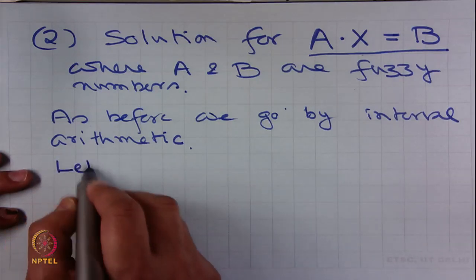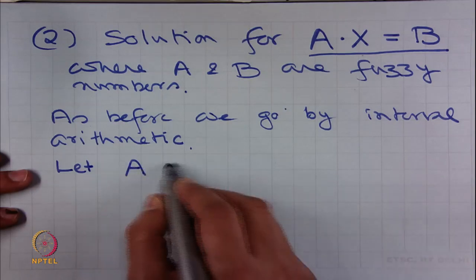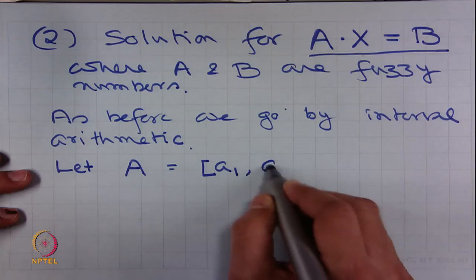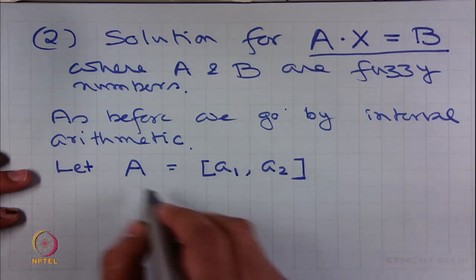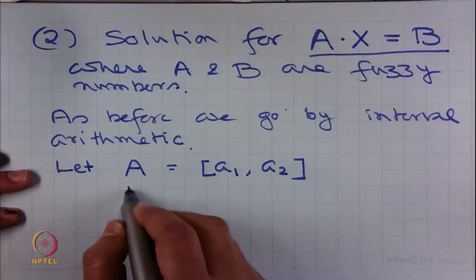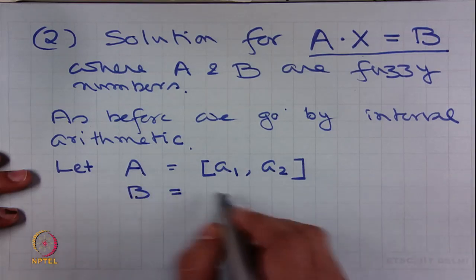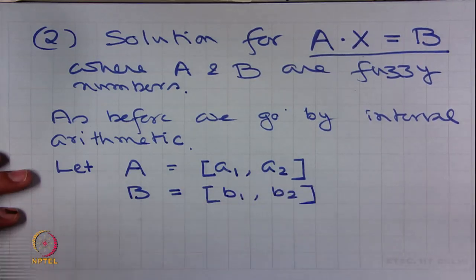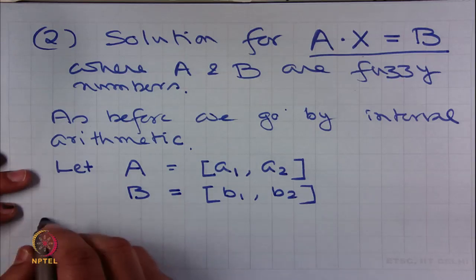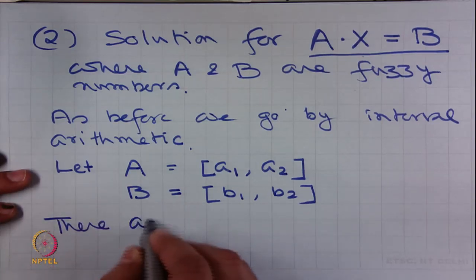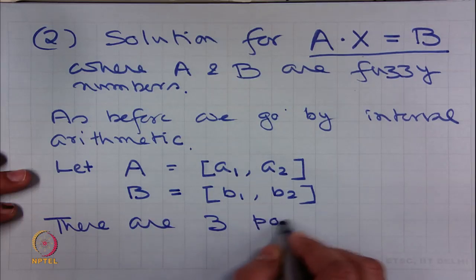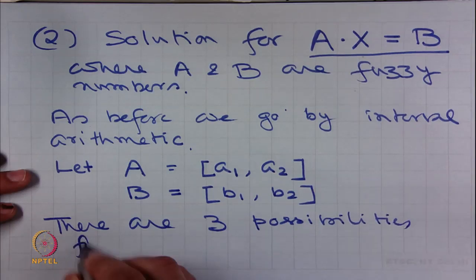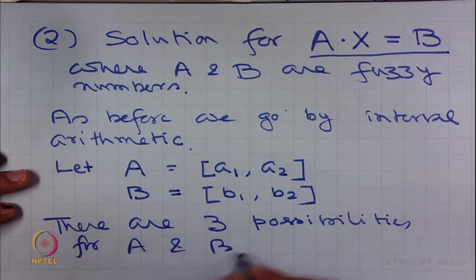Let the support of A be A1 comma A2 and the support of B be B1 comma B2. Now, there are three possibilities for A and B.